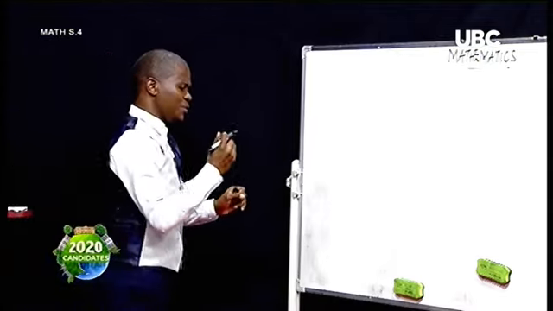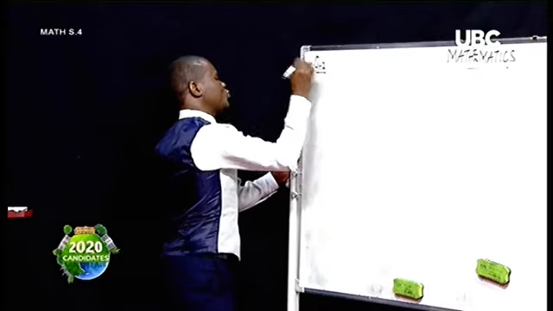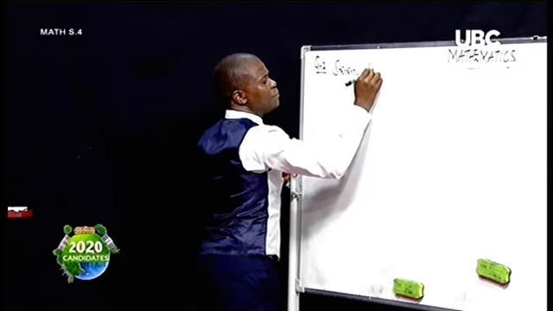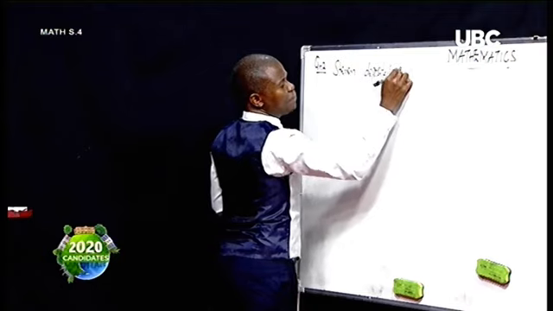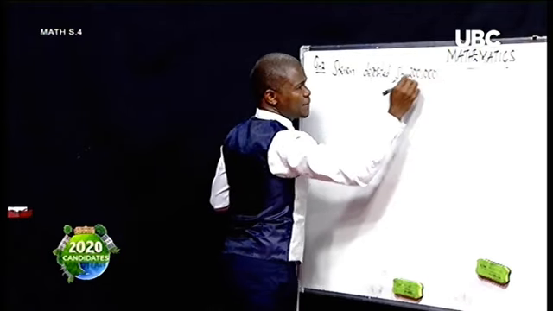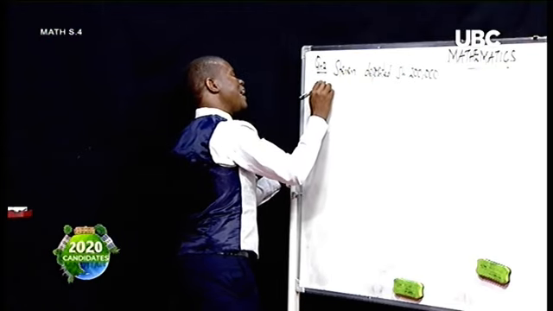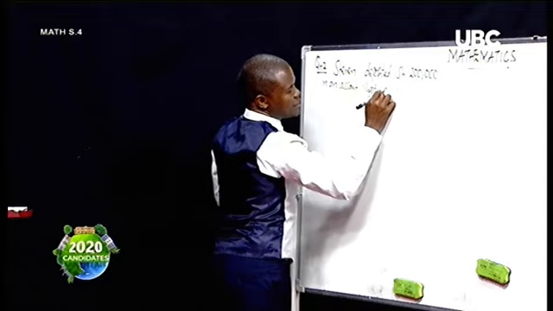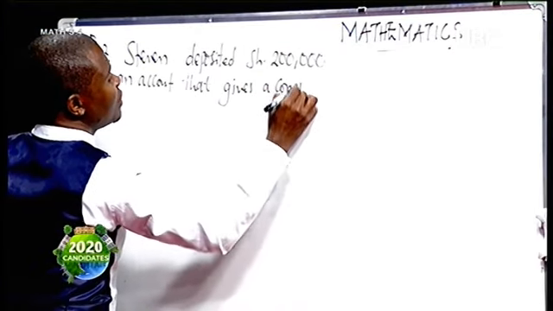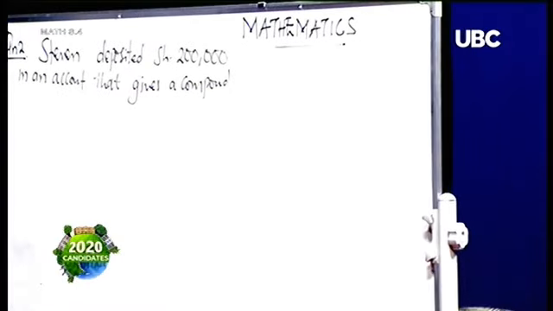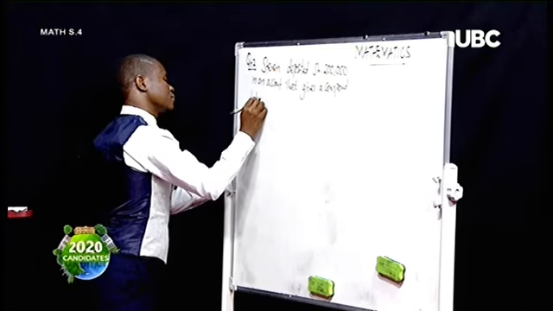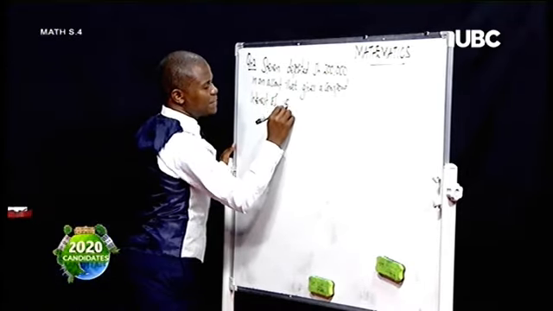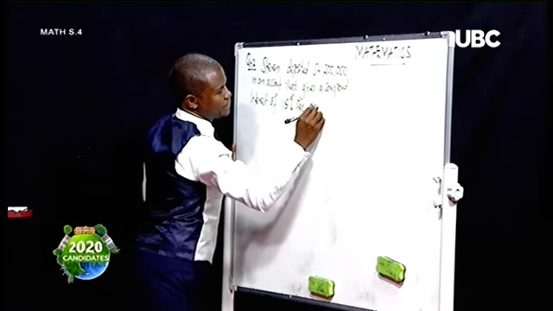What if the question was, write down, question number 2. Question number 2. Let's write and say, Stephen deposited shillings 200,000 in an account that gives a compound interest of 15% per annum. Full stop.